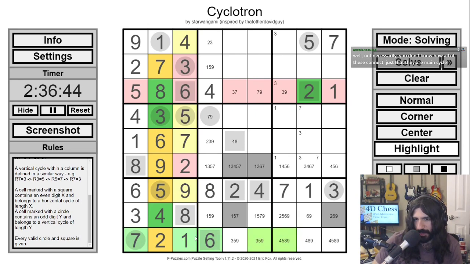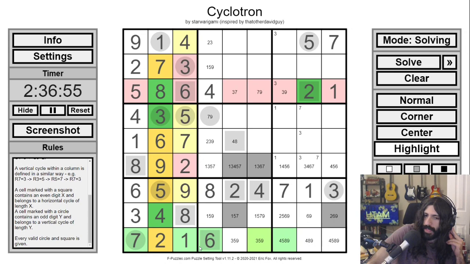So the cycle has to be possible adding only one other square, or adding only one other cell in, right? Not necessarily. You don't know how all these connect, just that they're in the main cycle. That's true. Well, I know how they connect. I know that it goes 1, 7, blank. Oh, that's it. So, I mean, you're right. Okay. All right, okay.